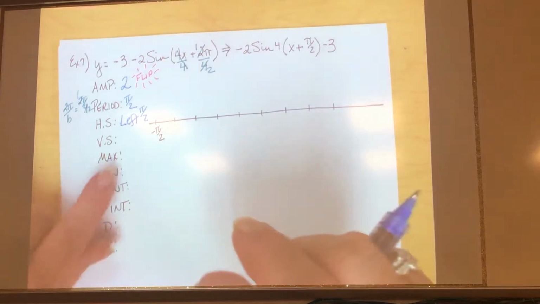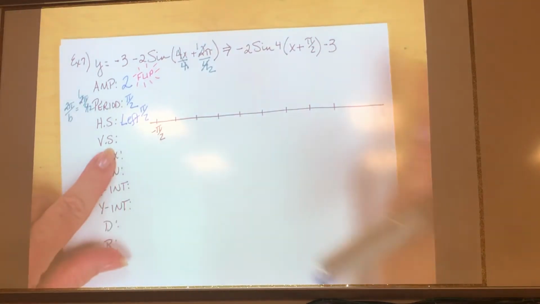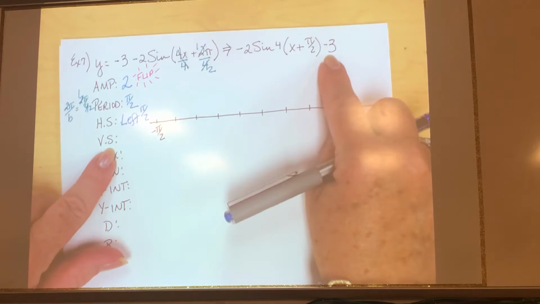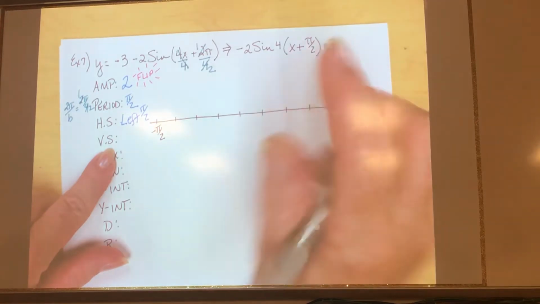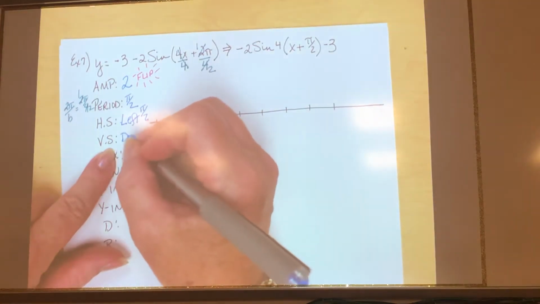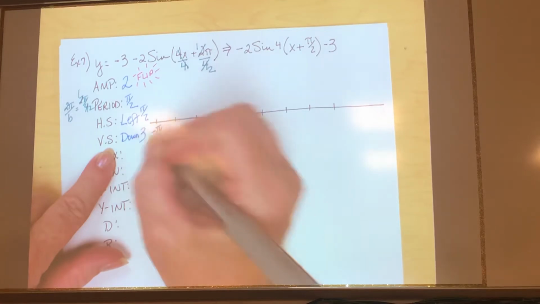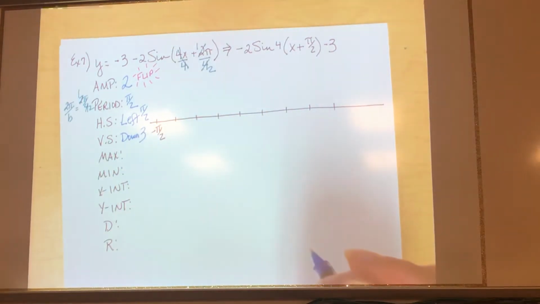Okay. What about my vertical shift? It's exactly what you think. Down 3. As soon as I write that down, what am I going to go down here and do? Find your first quadrant. Well, we don't know where our y-axis is. But I do need to remember that I'm going to pull that thing down 3. So I have to be really careful when I graph.